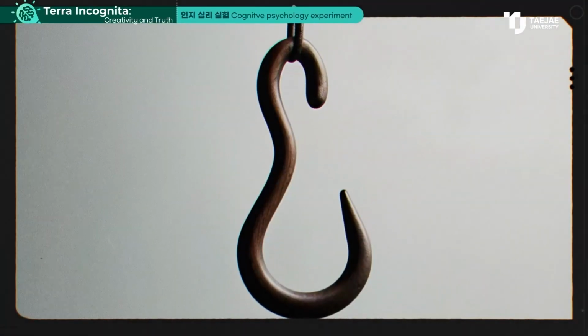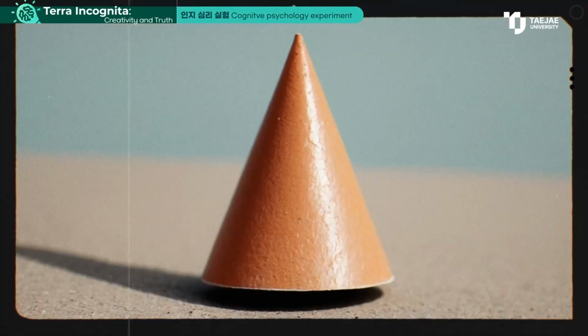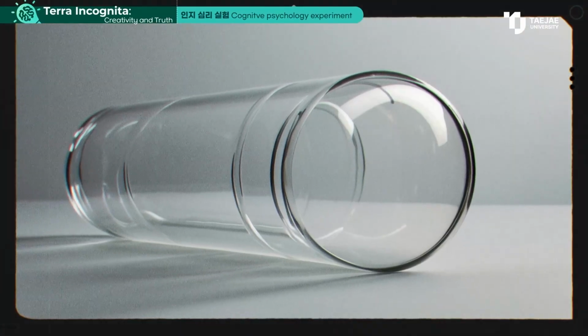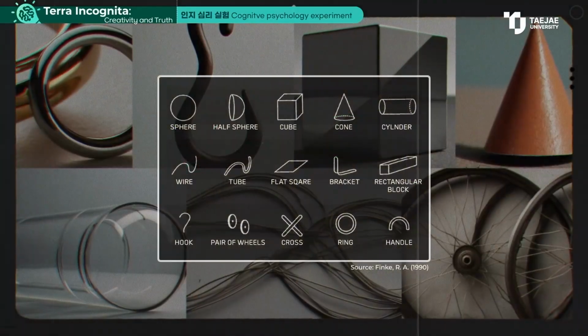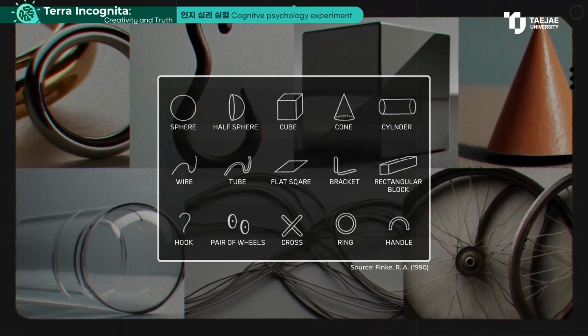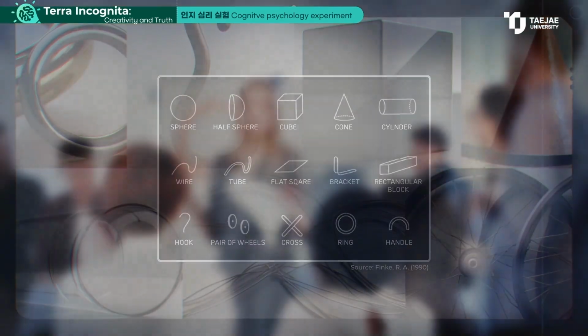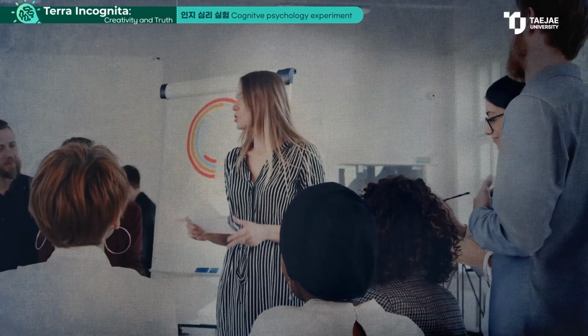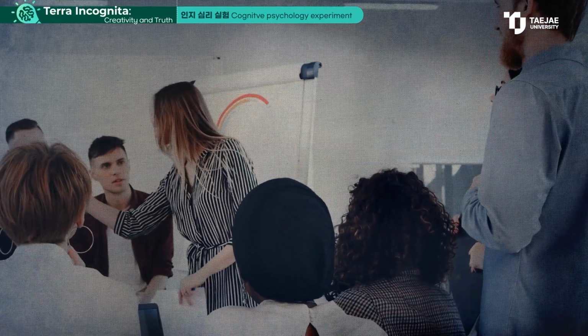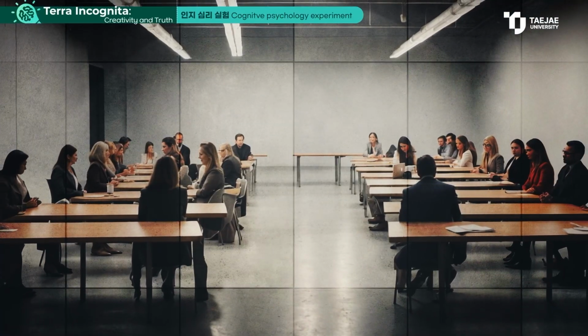There are 15 images composed of different shapes such as rings, hooks, cubes, cones, cylinders, wires, and a pair of wheels. Participants in the experiment were tasked with creating an original and practical object using 3 of the images within a 5-minute time limit. They were divided into 2 random groups.